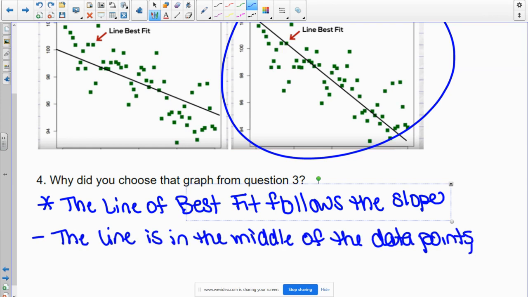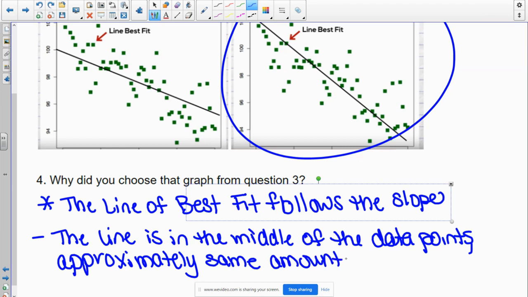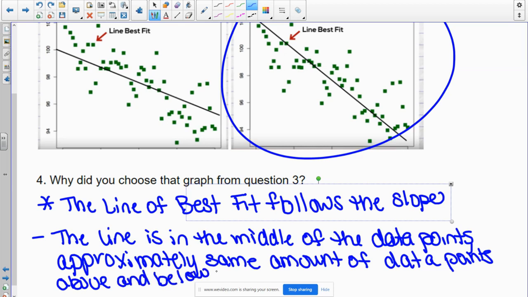Say approximately the same amount on top and bottom. We'll say above and below the line. And then finally, equal distance. I didn't check that, but I'll show you here. Distance.